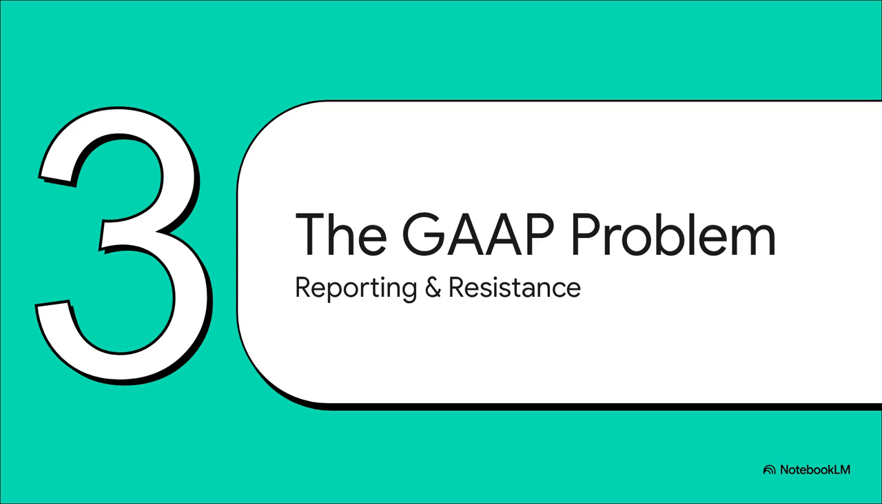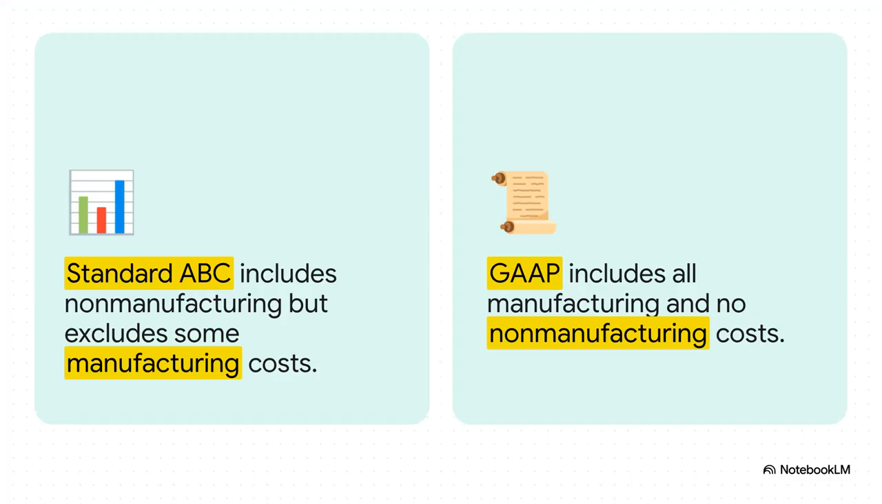Moving right along to Section 3, the GAAP and behavior problem. Okay, listen up, because here is a classic LECPA exam trap. Lock this in. Standard ABC does absolutely not conform to GAAP for external reporting. But why? Well, because ABC often takes non-manufacturing costs, like selling and administrative expenses, and throws them into product costs if they are caused by the product.